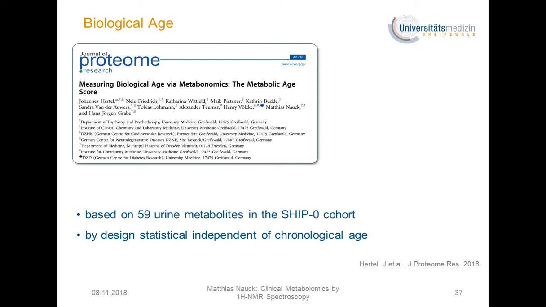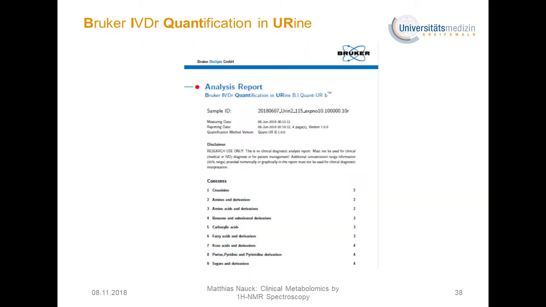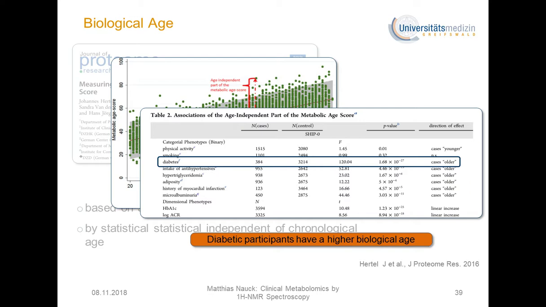One of the other aspects for which we use the urine metabolome is the biological age. And we use the urine metabolome of the SHIP-0 cohort as well, and the quantification of 59 analytes. And these analytes are now available by applying the Bruker quantification in urine algorithms. And we looked at these data and we calculated the biological age.